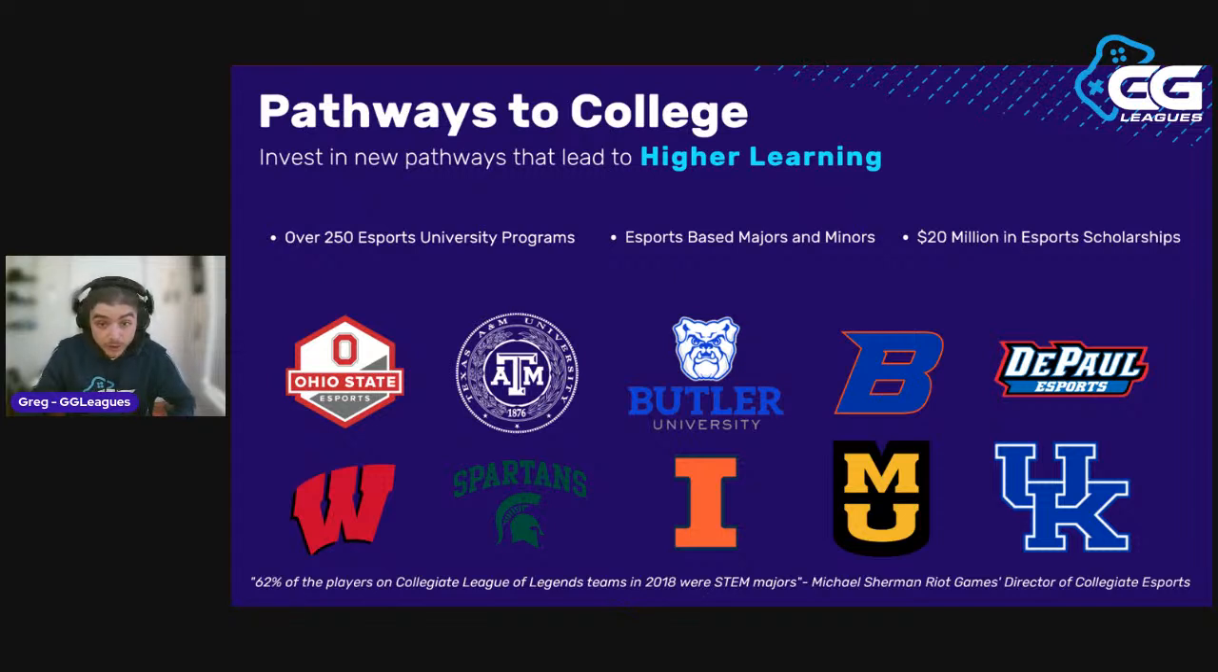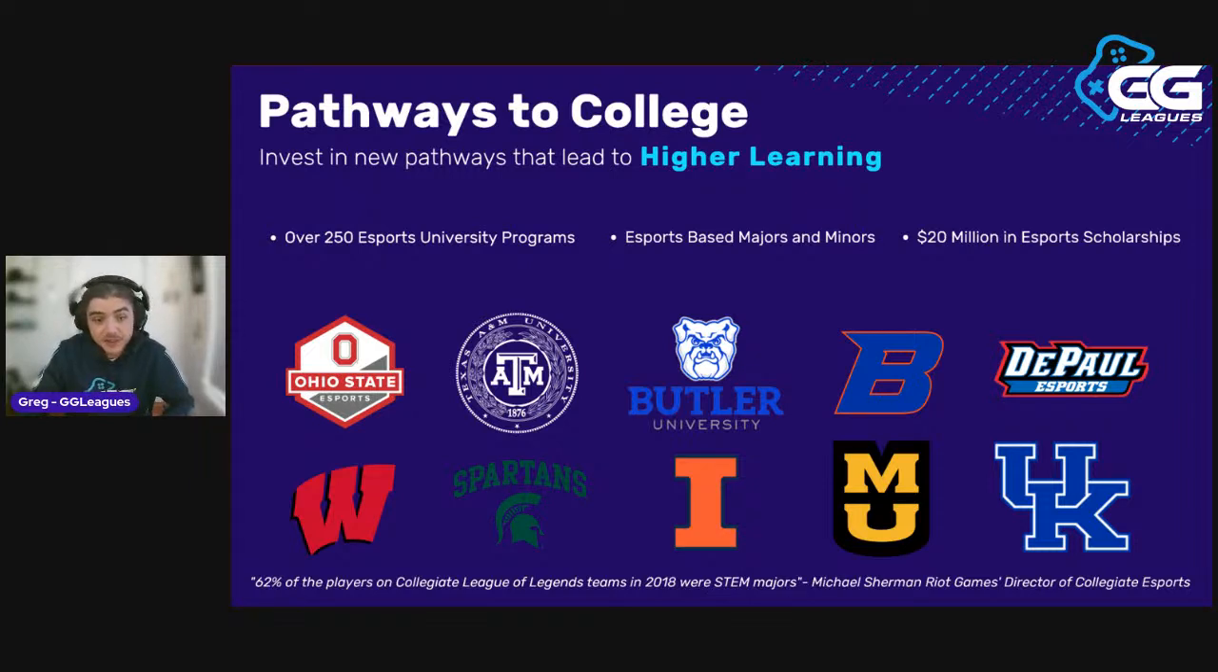Another really cool thing that's developing with esports and gaming is that colleges are starting to adopt esports and invest in new pathways for gaming and esports. There are over 250 university esports programs in the country. There are even some schools, like my alma mater, the University of Michigan, that offer esports-based majors and minors. And a lot of these schools will offer scholarships for players to compete on their esports teams the same way they would offer scholarships for people to play on their basketball or football team.